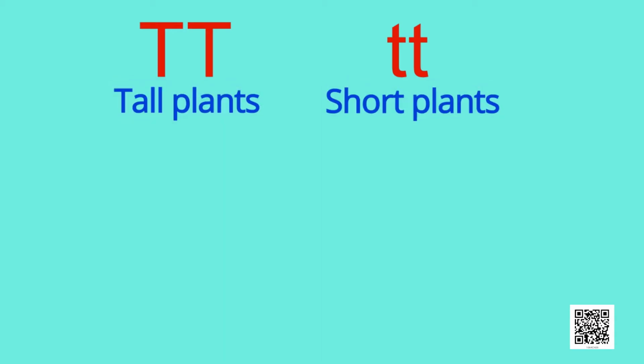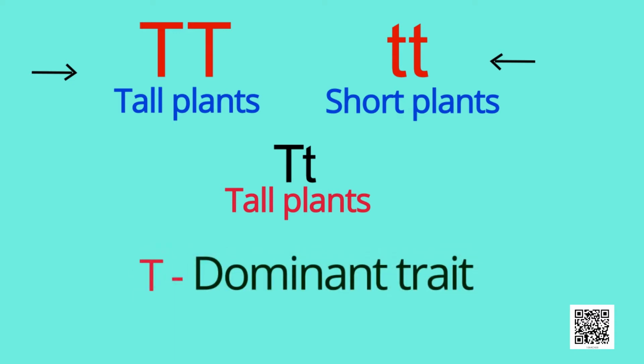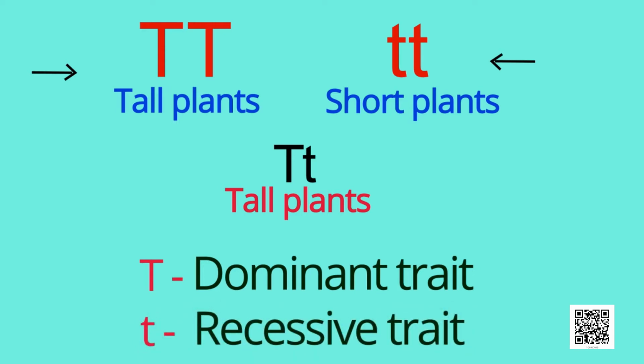This indicates that two copies of every trait are inherited in each sexually reproducing organism. These two may be identical or may be different. If both the copies are different, then one of them, which is the dominant trait, is represented by a capital letter, that is capital T in this case, and the other, which is the recessive trait, is represented by a small letter, that is small t in this case.